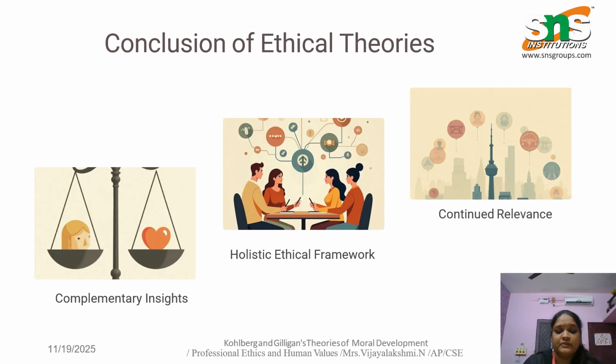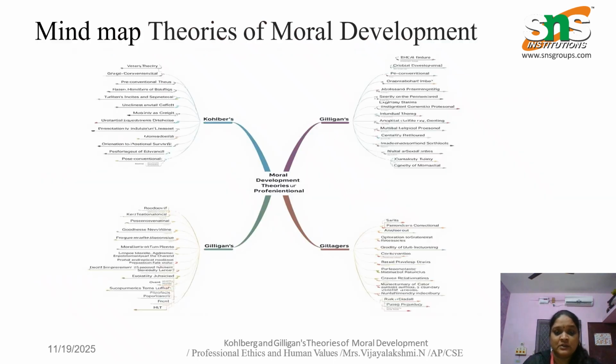In conclusion, we need to check for complementary insights, a holistic ethical framework, and continued relevance of the ethical theories. And this is the gist of the topic, Gilligan's and Kohlberg's theory, the mind map actually. What we discussed so far can be shown in terms of an image.